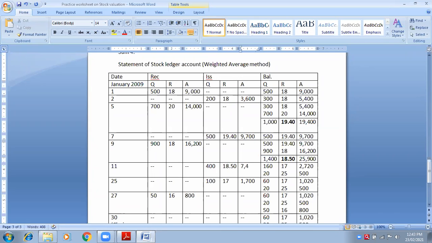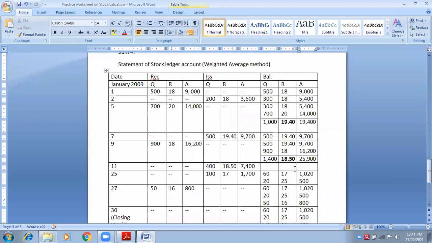So 400 into 18.50 is how much? 7,400. Now, how will we write the balance? Very simple. What was the total? 1,400 minus 400 issued. So how much is left over? 1,000. The total amount was 25,900 minus 7,400, which is issued. So how much is left over in the amount column? 18,500. So 18,500 divided by 1,000 should be 18.50. If it is not 18.50, then something is wrong.